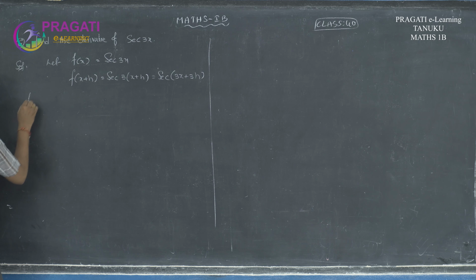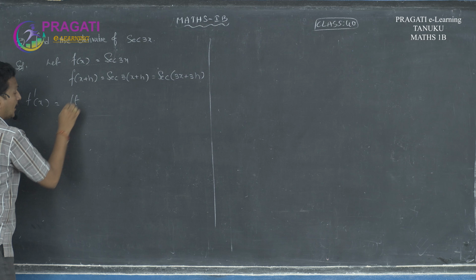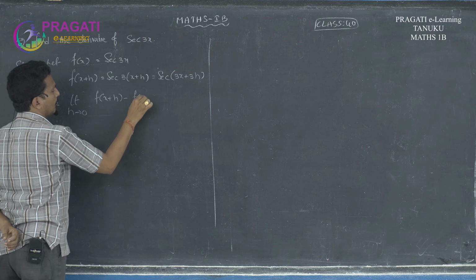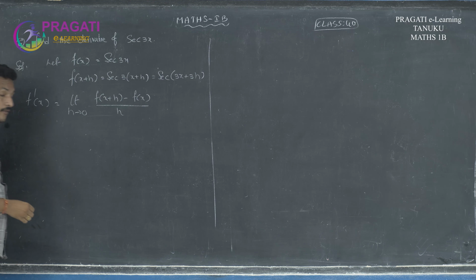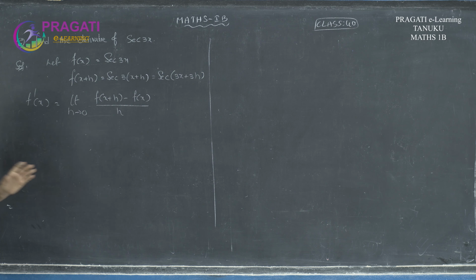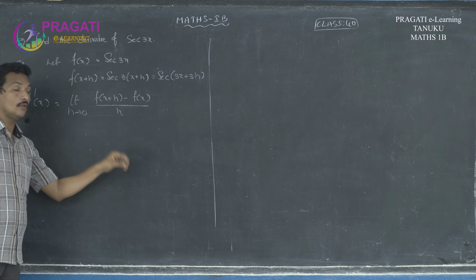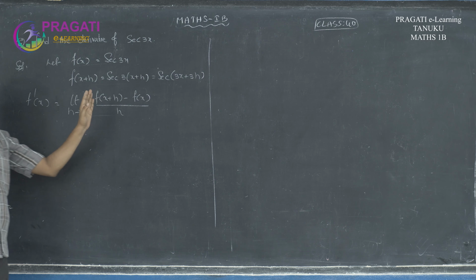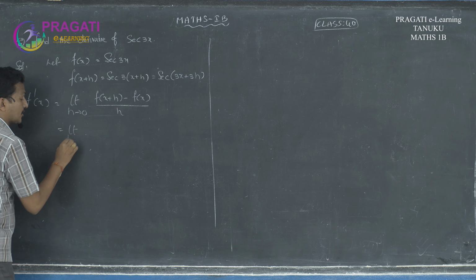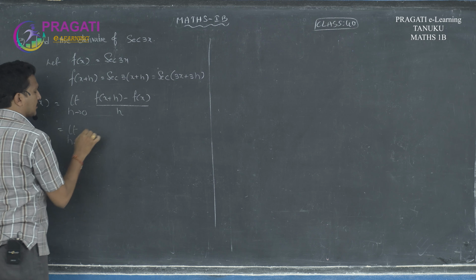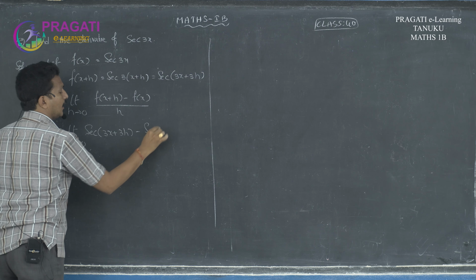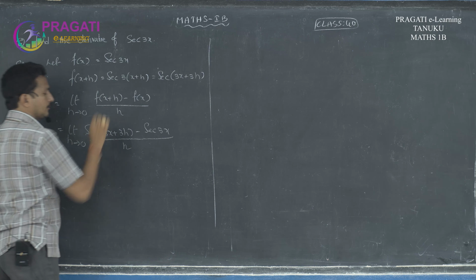Now, the formula is f dash of x is equal to limit h tends to 0, f of x plus h minus f of x by h. Here it is the formula, and it is also called the first principle. First principle, f dash of x is equal to limit h tends to 0, f of x plus h minus f of x by h, and it is denoted by f dash of x. Here it is equal to limit h tends to 0, f of x plus h means secant of 3x plus 3h, minus secant 3x, by h.